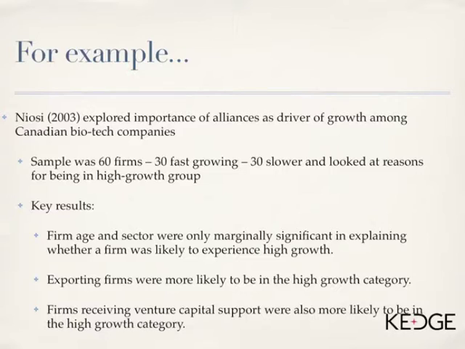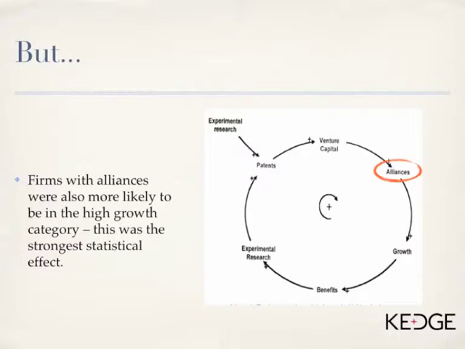Exporting firms, though, were more likely to be in the high growth category, and firms receiving venture capital support were also more likely to be in the high growth category. But what's really interesting is that it was the firms with alliances, so connections of some sort to other firms, that were also more likely to be in the high growth category. And it was this that had the strongest statistical effect.